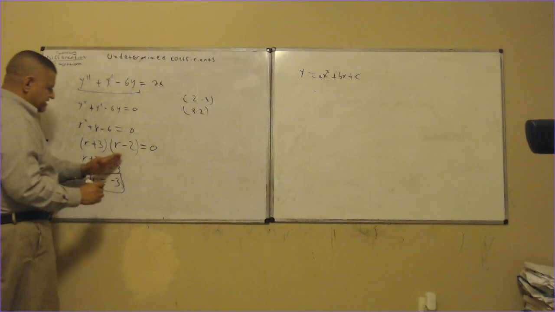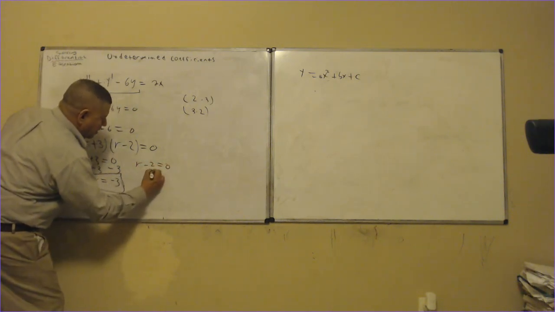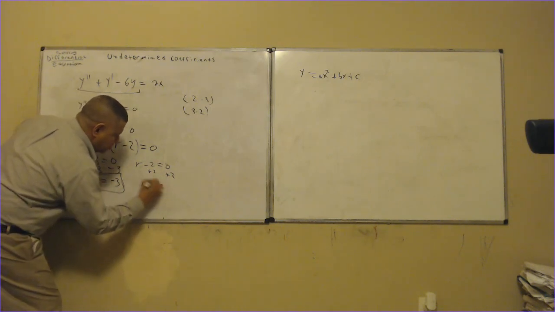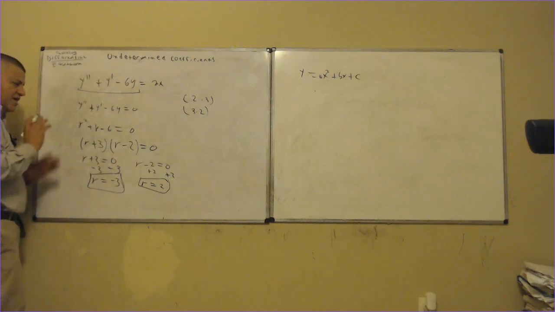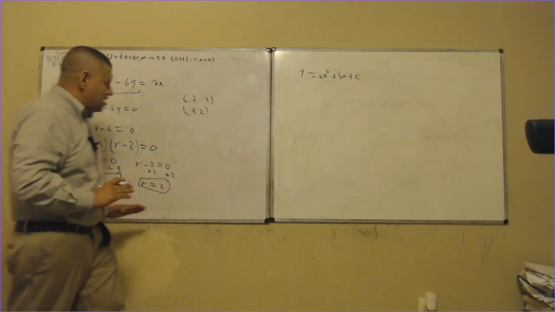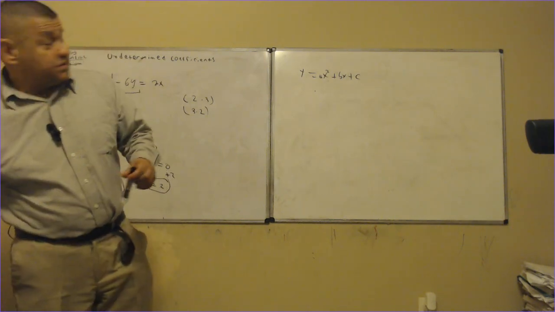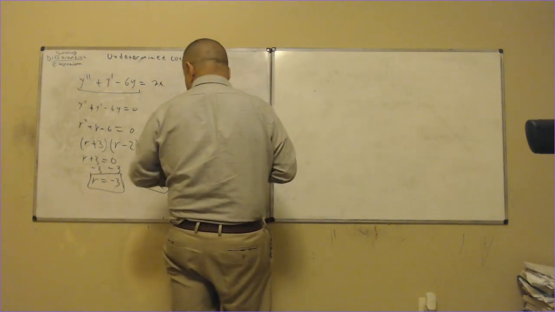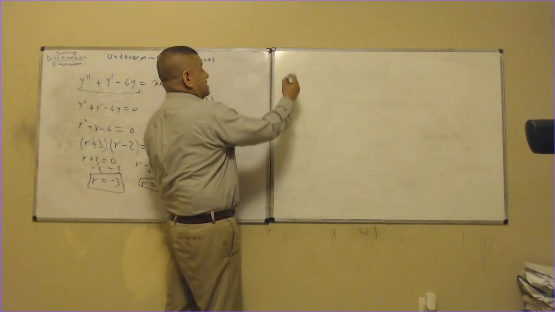The first root. Second root, I got r minus 2 equals 0, plus 2 on both sides, and r is equal to 2, okay? So now, what is my complementary solution? My complementary solution in this case is equal to what?